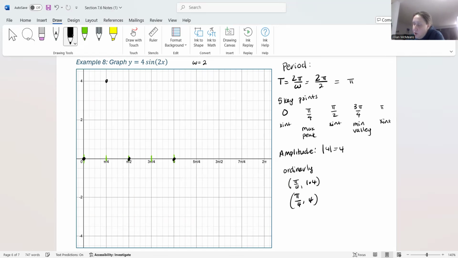So I'm going to have to go all the way up here for my max. And then my min occurs at 3 pi over 4. And ordinarily, the minimum value of sine is -1, but I need to take that now and multiply it by my amplitude.